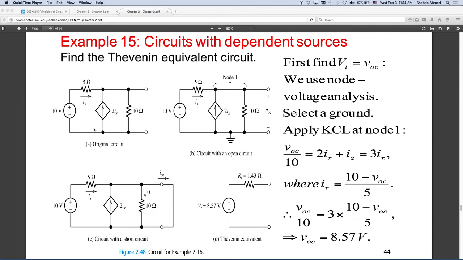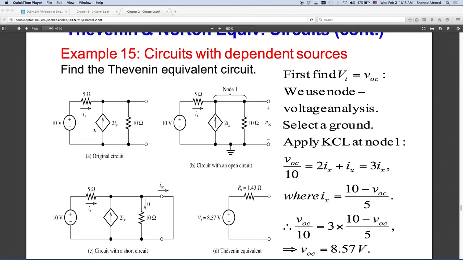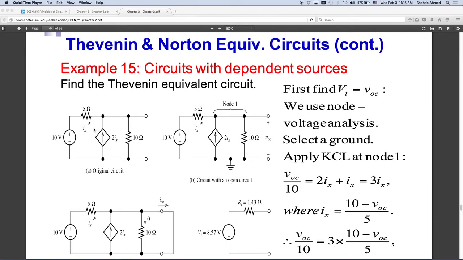Sometimes it's just easier to find a different way to represent a certain portion of the circuit. So, for example, we represented a certain portion of the circuit using a Thevenin equivalent circuit, right? And it was basically a voltage source with an impedance or resistance in series. Now we will talk about a different representation.